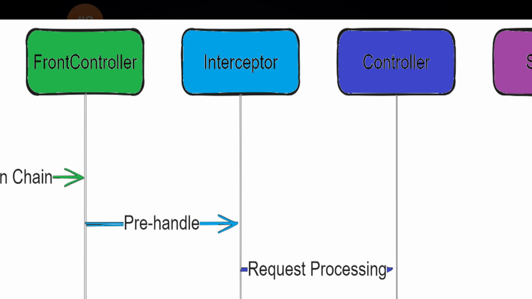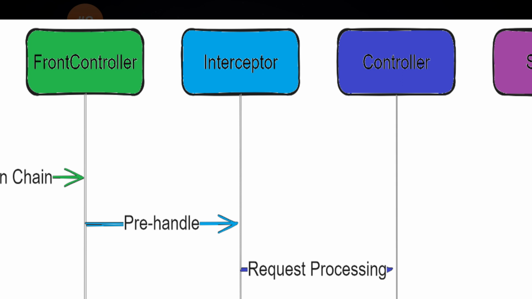Now, once the interceptor processing is complete, the front controller uses handler mapping to select the appropriate controller for the request processing. Handler mapping maps the request URL to a specific controller method based on the request mapping annotations or configuration available in the controllers.